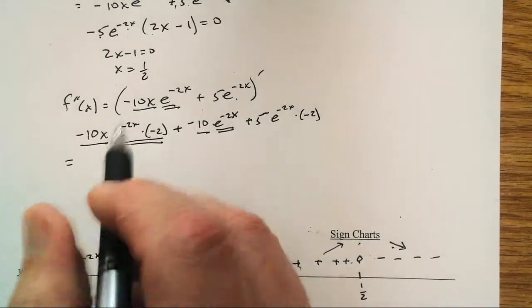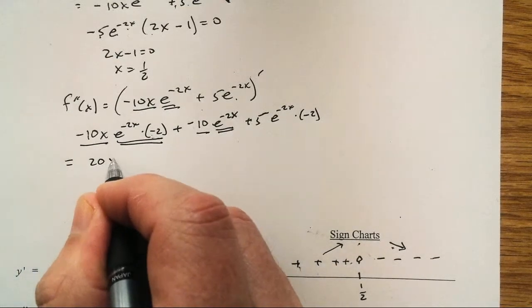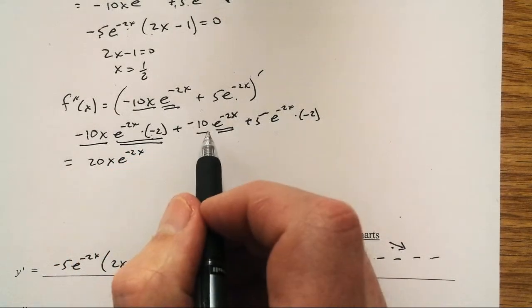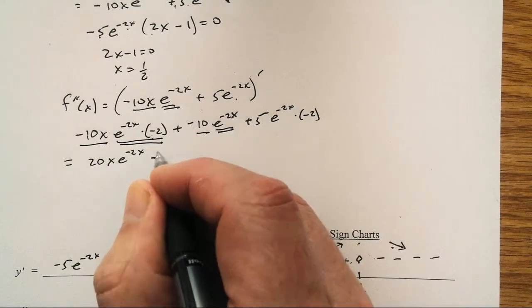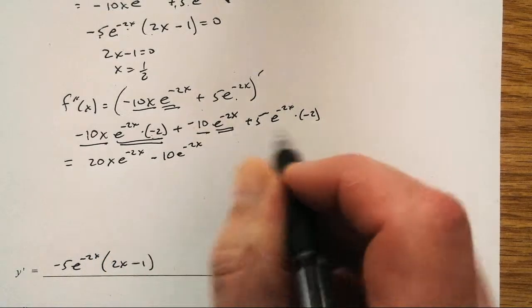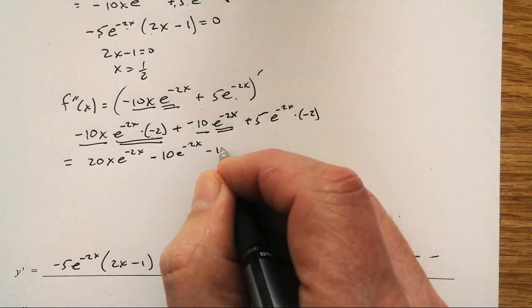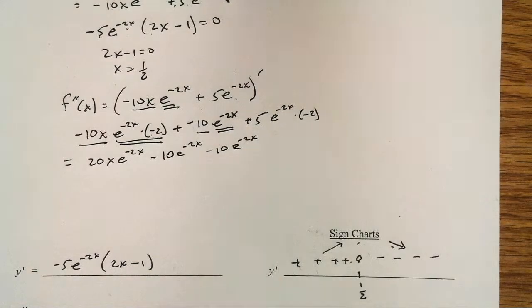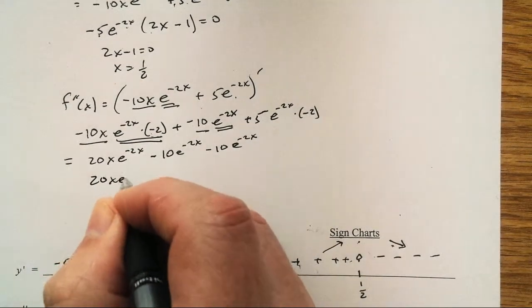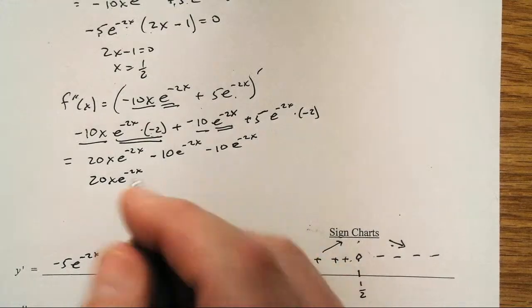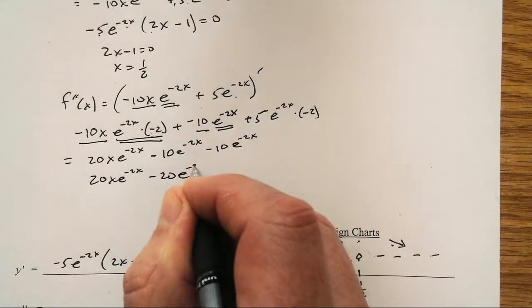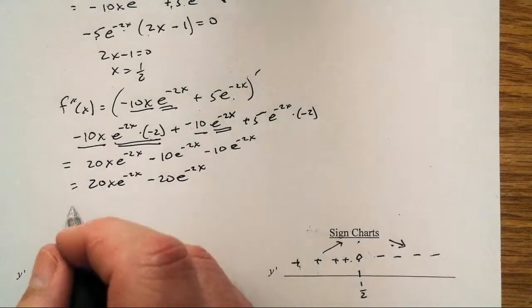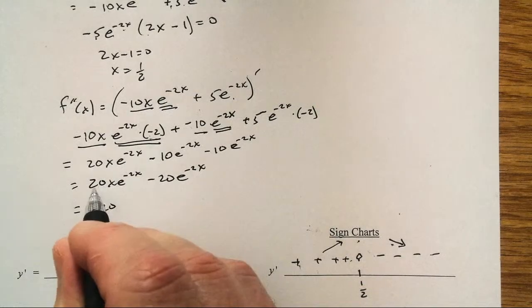Let's clean that up. I get 20x e to the negative 2x. Let's see, I get minus 10 e to the negative 2x, and here I get another minus 10 e to the negative 2x. So that gets me to 20x e to the negative 2x, and I've got minus 10 of these and minus 10 of these, minus 20 of these. And that is somewhat coincidental. You can trust me on that we have these 20s, but it makes the next step pretty easy. Factor out a 20.